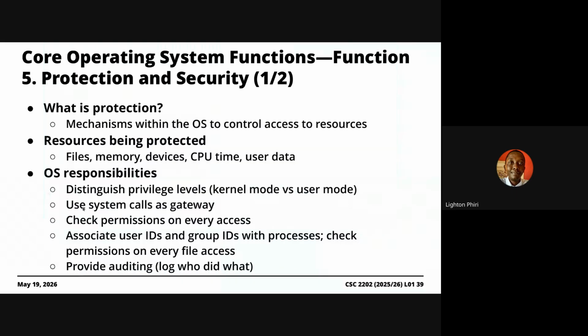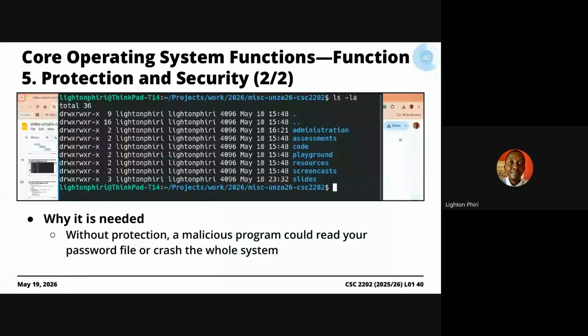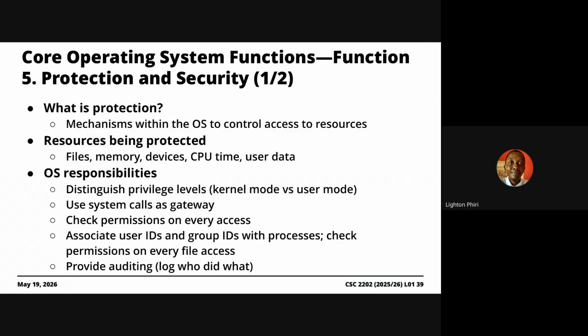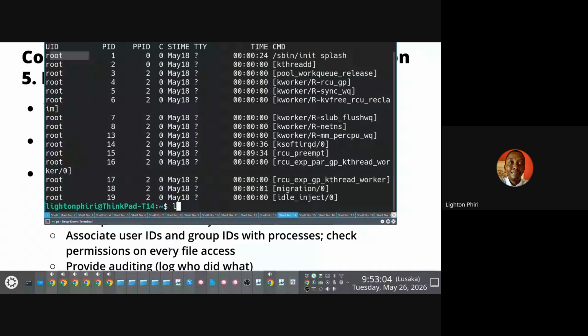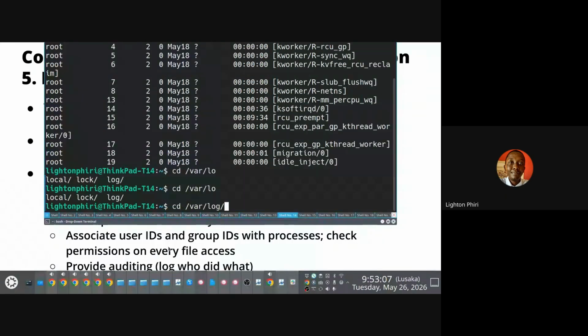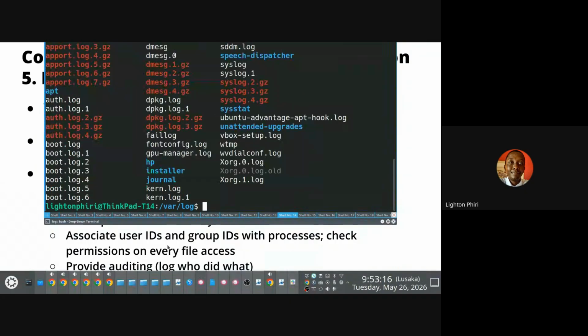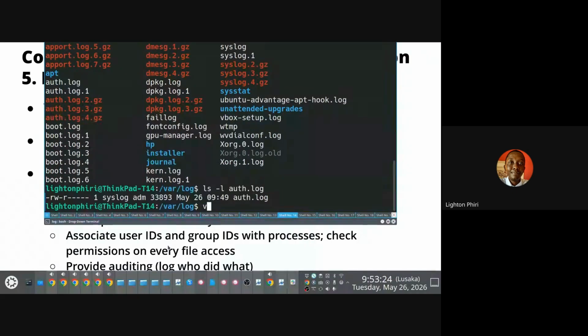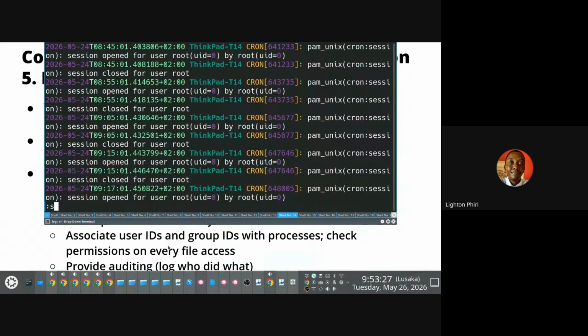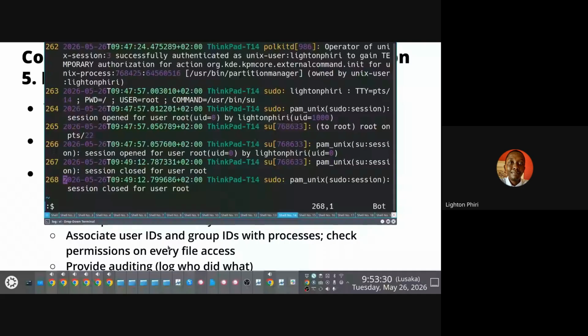Okay. What else? To provide auditing, right? So you can actually access logs. You have access to logs on the computer. In this particular case, what else can I do here? If I change directory here, I can check auth logs, I think. Right? I can have a sense of what exactly is happening here. Who is doing what? A classic example of an audit log.